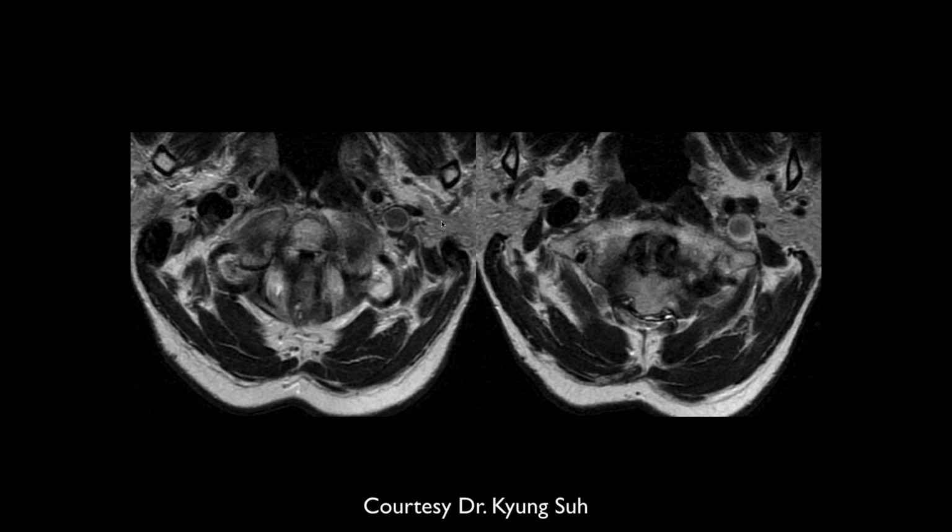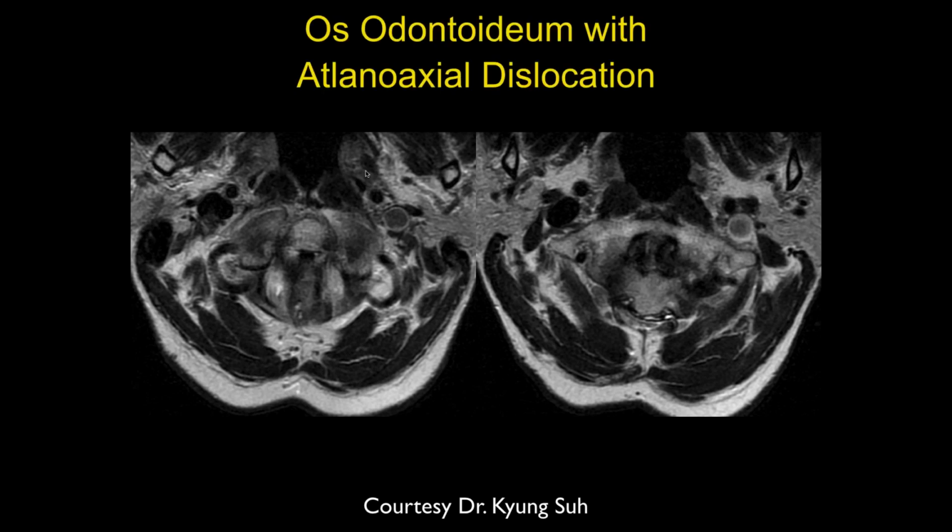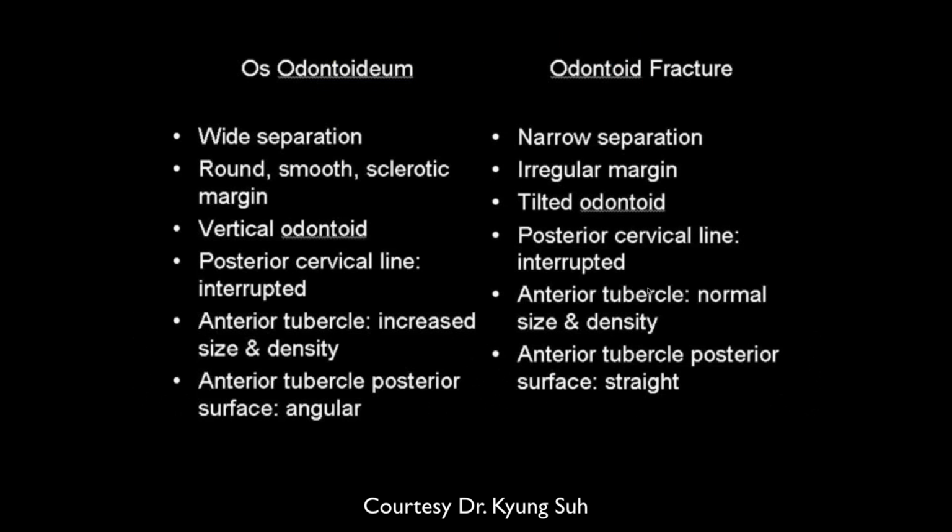This one's not so easy here. It'd be better if we had the other images. This is just another case of an Odontoideum with instability. But it'd be better if we had the sagittal images. So let's get that one.